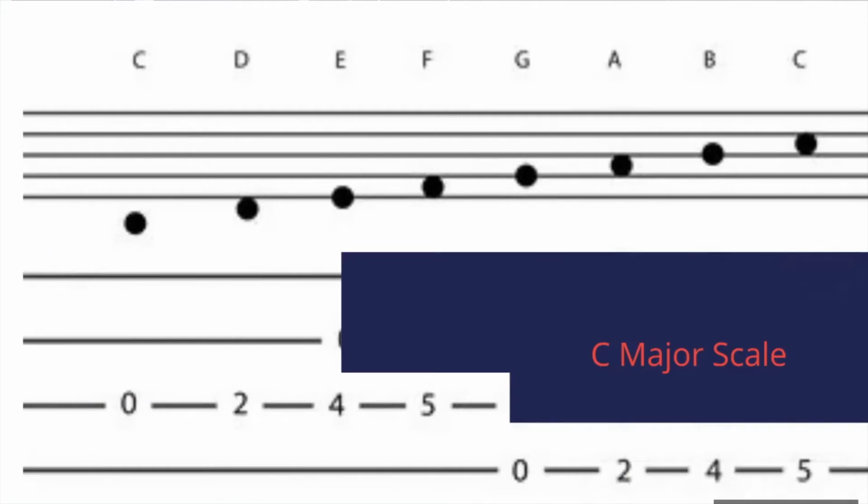So we start here, C, D, E, F, G, A, B, C. And then we want you to play it backwards. C, B, A, G, F, E, D, C.